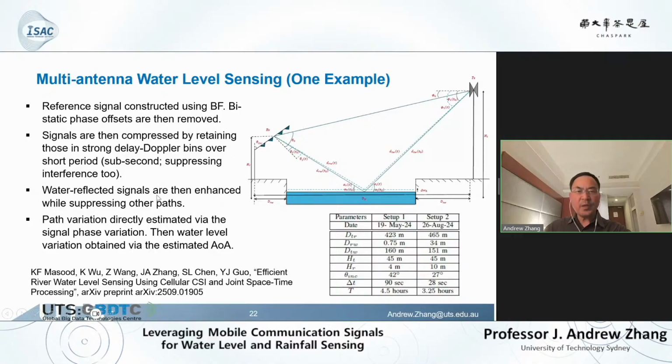And we can also use beamforming to further suppress the other types of interfering signals, because we can estimate the angles for incoming paths, and based on the assumption that the reflected path is changing, but the change is slow, we can determine which path is actually from the reflection. Then we can estimate the propagation delay, the propagation path length, and then translate it to water level. All right, for details, you may refer to this paper.